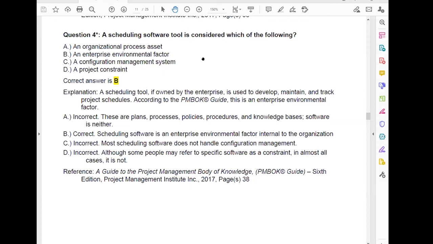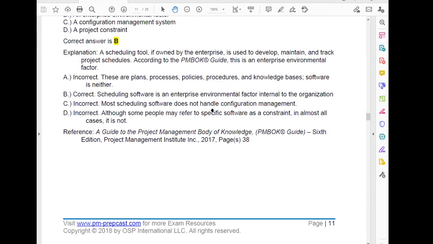Because the majority of the inputs have EEFs and OPAs for the inputs, tools and techniques, and the outputs. Also, for this one, it is a software tool which is optional for every company. So that is one definition of EEF. Whatever environment is considered as the working environment of the company is considered an environmental factor. It varies.